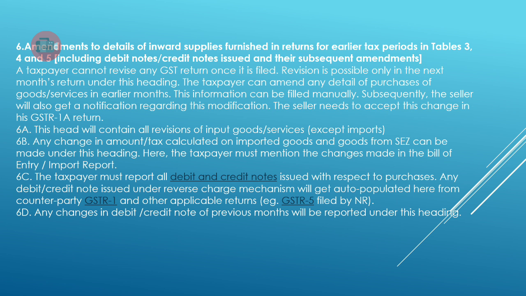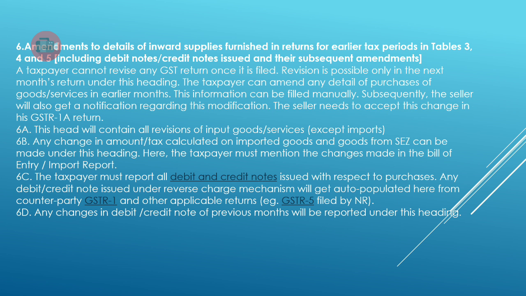Subsequently, the seller will also get a notification regarding this modification. The seller needs to accept this change in the GSTR-1A return. This head will contain all revisions of inputs, goods or services except imports. And 6B: any change in the amount of tax calculated on imported goods or goods from SEZ can be made under this heading. Here the taxpayer must mention the change made in the bill of entry report.